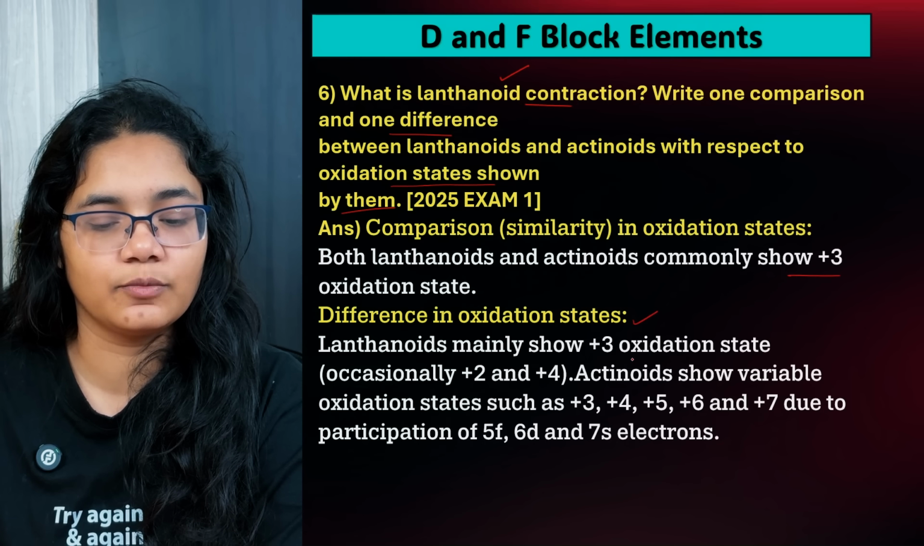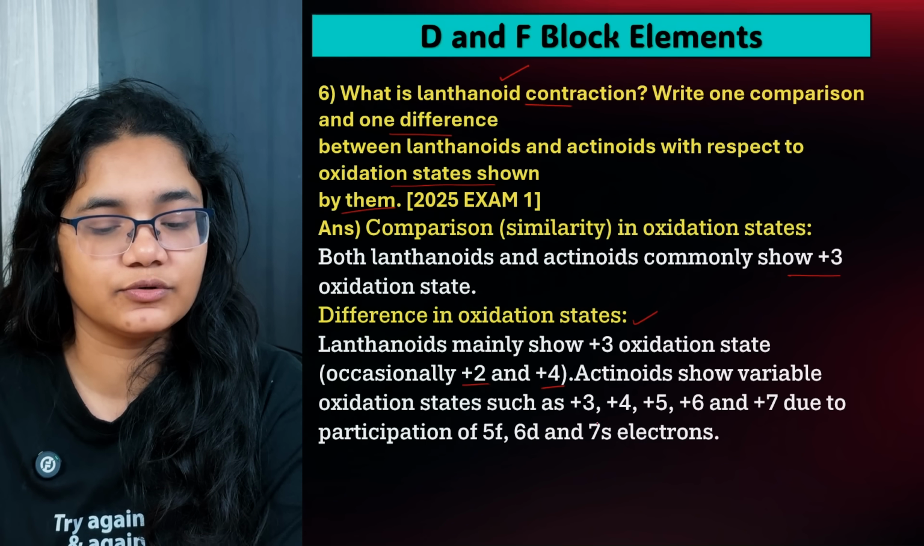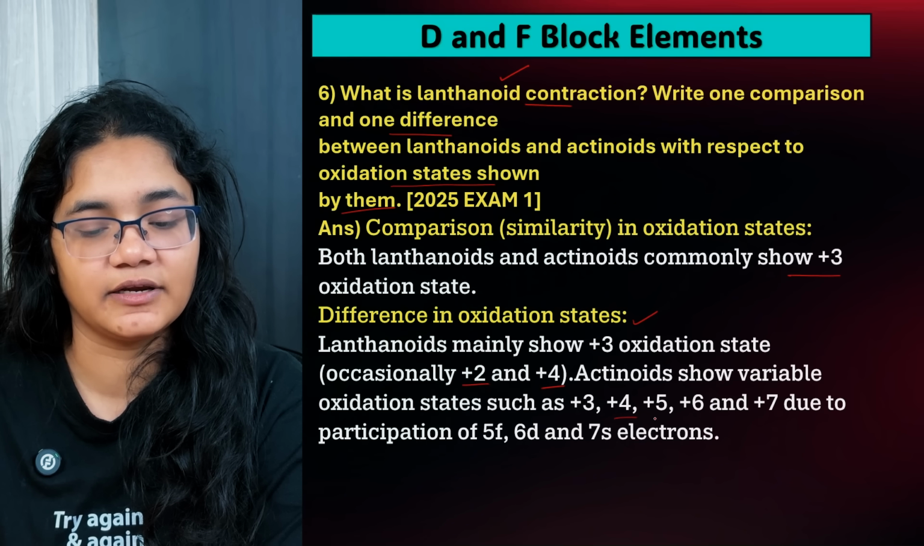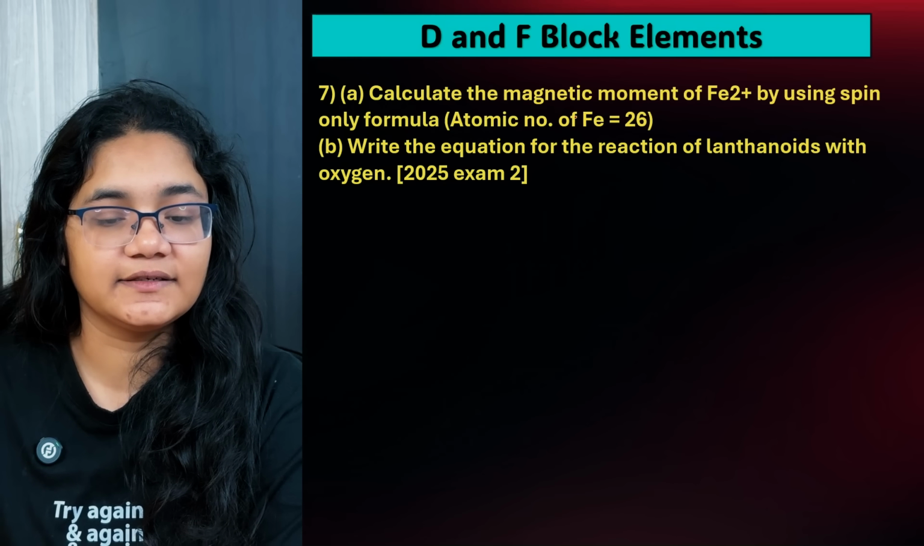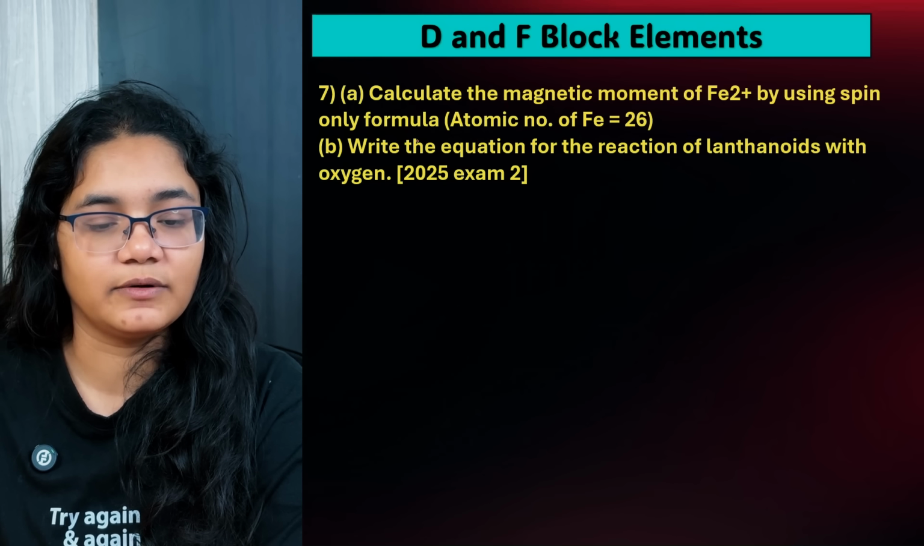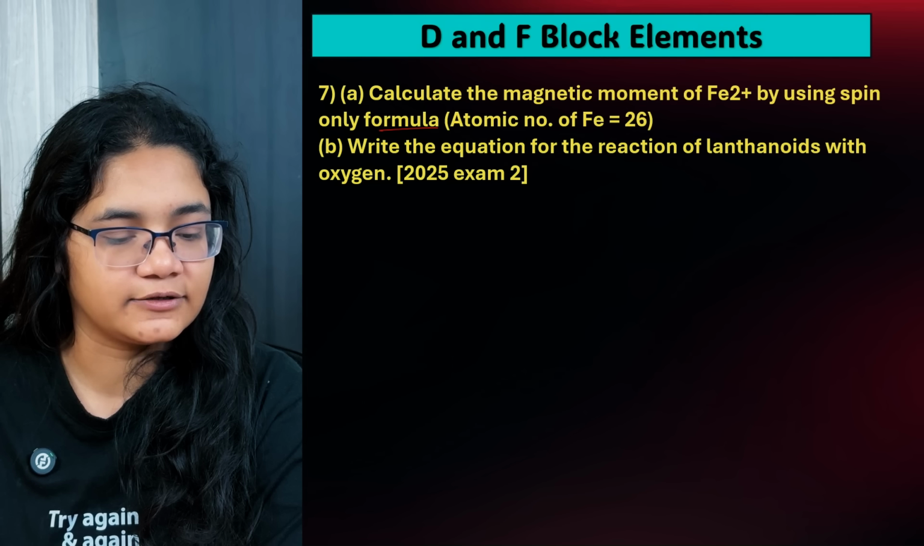So lanthanide can show +3 oxidation state and sometimes +2 and +4, but actinide shows a variable oxidation state like +3, +4, +5, +6 and +7 as well. Okay. Next is calculate the magnetic moment of Fe2+ by using the spin only magnetic formula. So I'll solve this here.